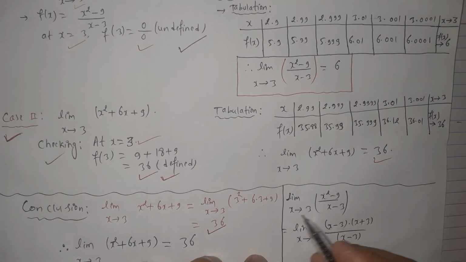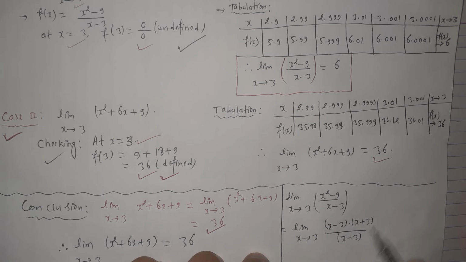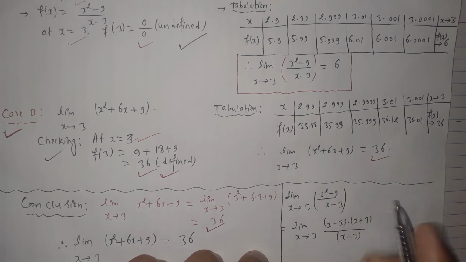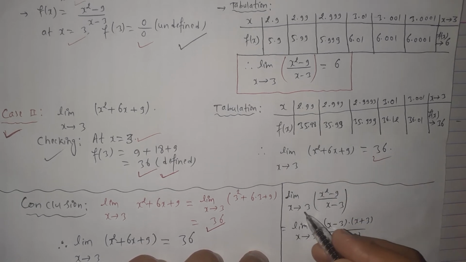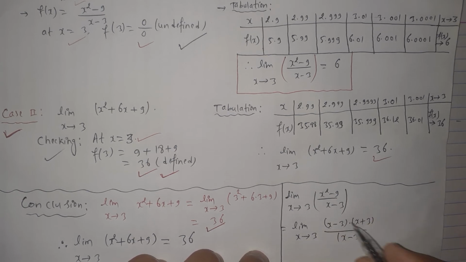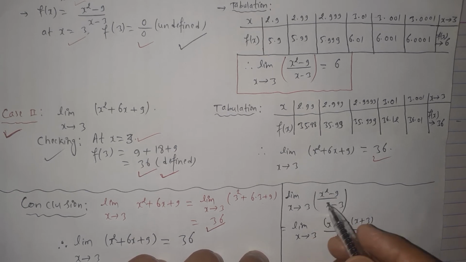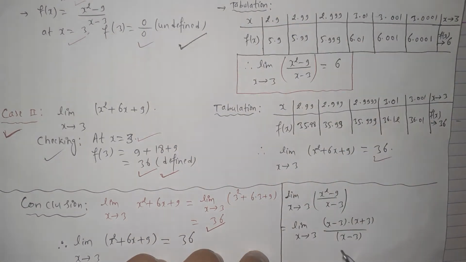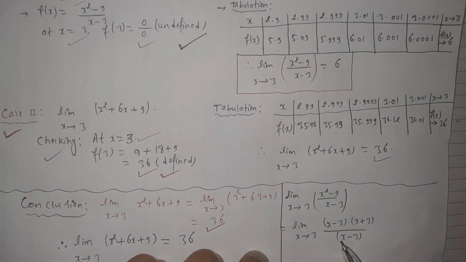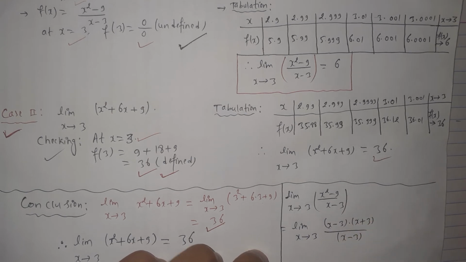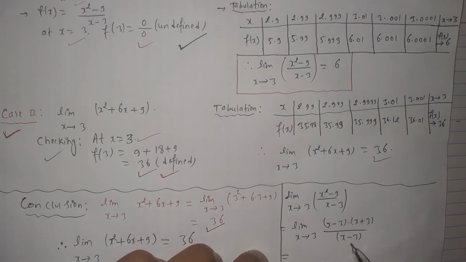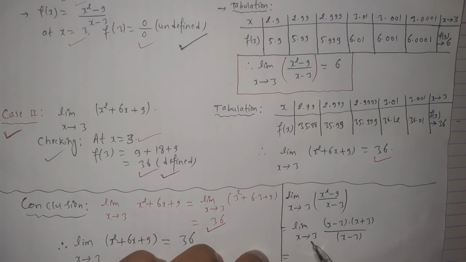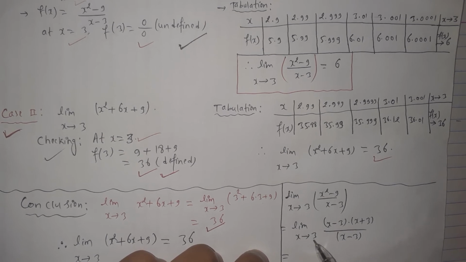It is undefined at the point 3, so we do some simplifications. If the function is defined at the point, then there is no need to simplify, but in this case the function is undefined at x equals 3, so we have to do some simplifications on the function. Let's plug in values of x nearly equal to 3.